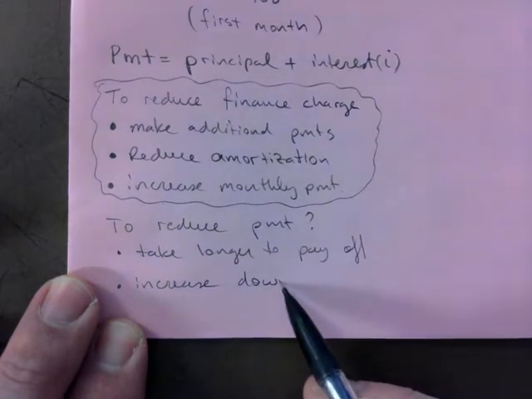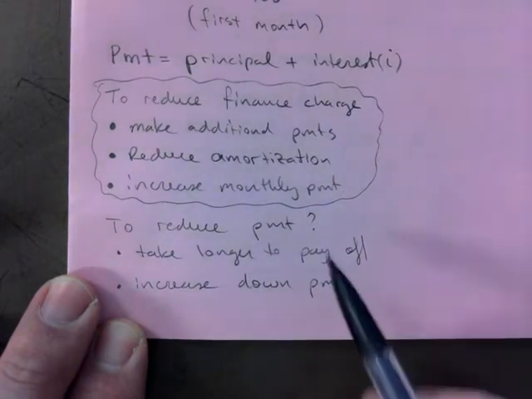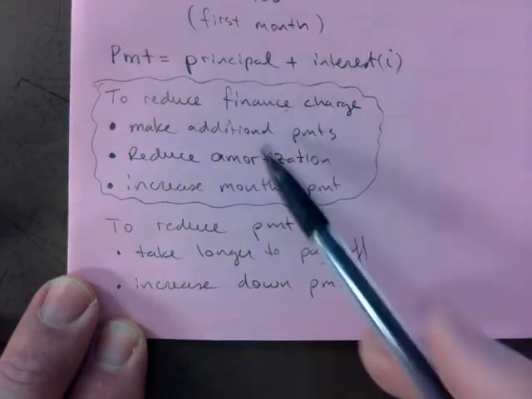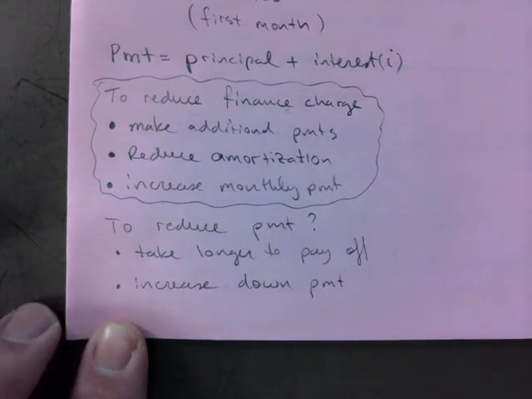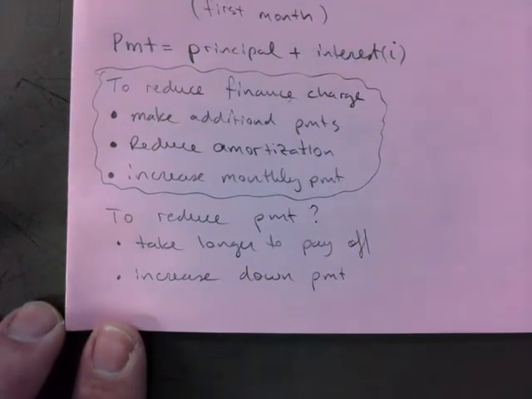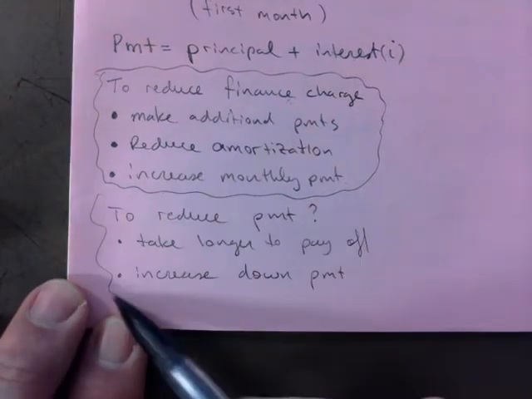You can increase down payment. By the way, this also would have worked up here. If you increase your down payment, it brings down the total interest you pay. Take longer to pay off, increase down payment. I'm just going to leave it at that. 2 is good.